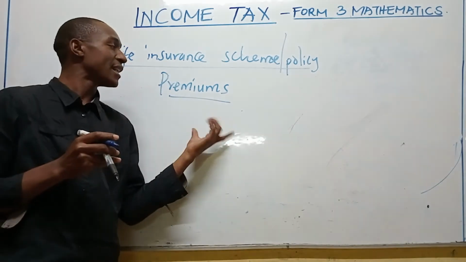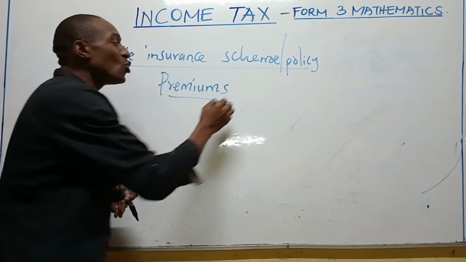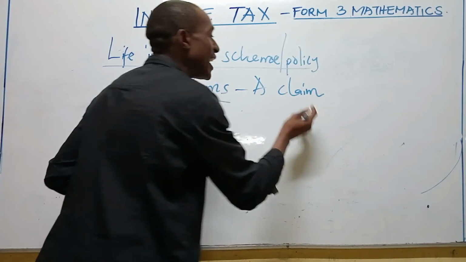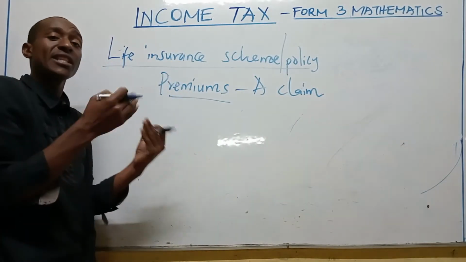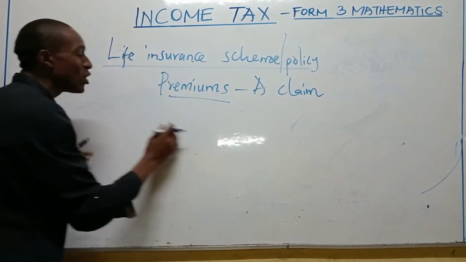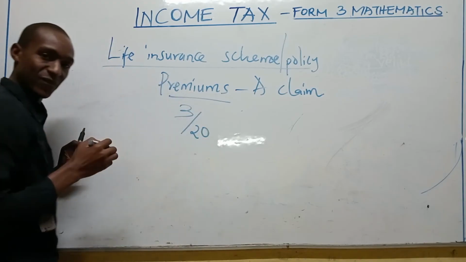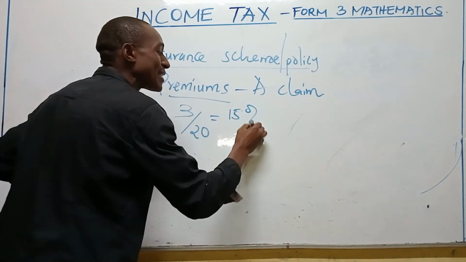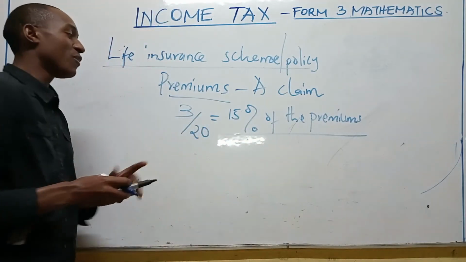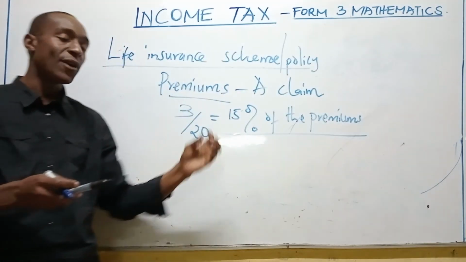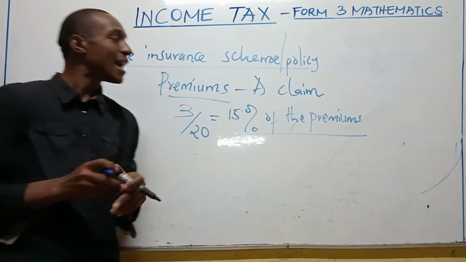So you're insuring your life against any risk, but there's nothing coming your way. You have no risk and you are just living a good life. What you do, you make a claim. You claim that some percentage of that money that you're giving as premiums for your life insurance scheme be used to help you pay the taxes. And this one is going to be 15%. We say 3 shillings per pound, which is equivalent to 15% of the premiums. So 15% of the premiums you pay for life insurance policy will be used to help you pay your tax as part of the relief.